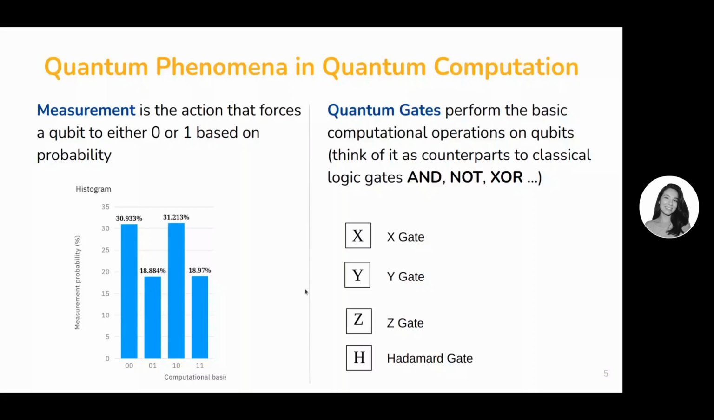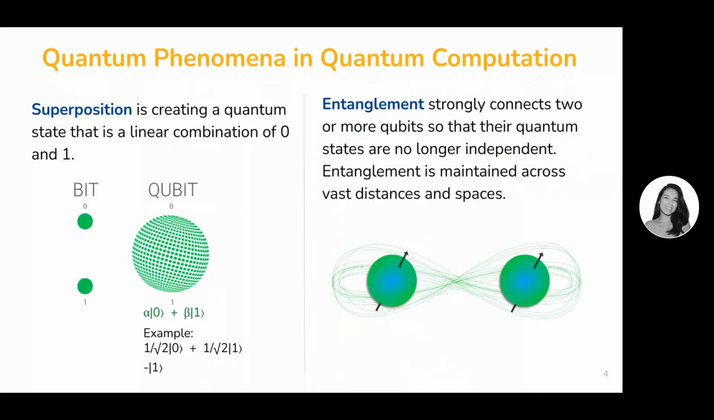However, the measurement is also probabilistic. This means that we need to learn how to read the quantum measurement results. So measurement, by definition, is the action that forces a qubit to be either 0 or 1 based on the probability of the state. I will get back just one slide.